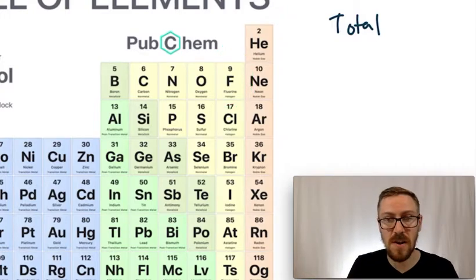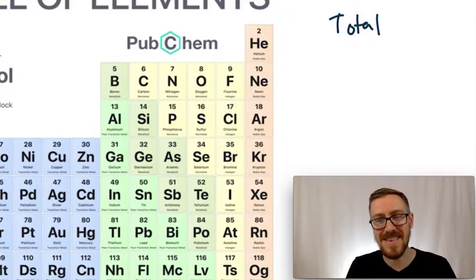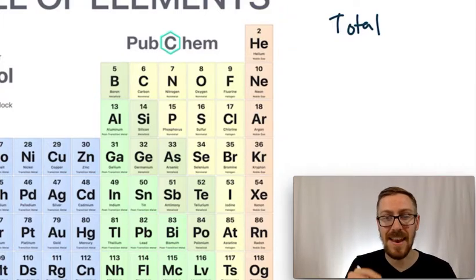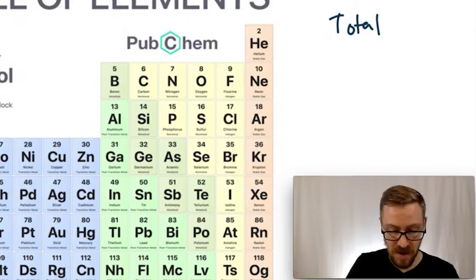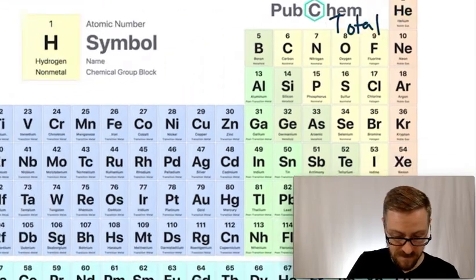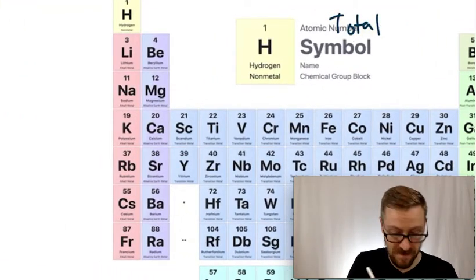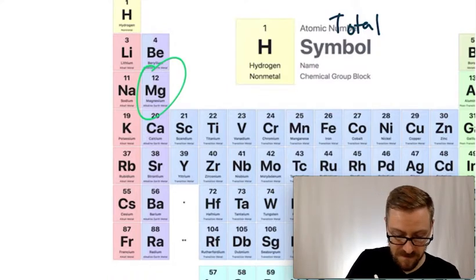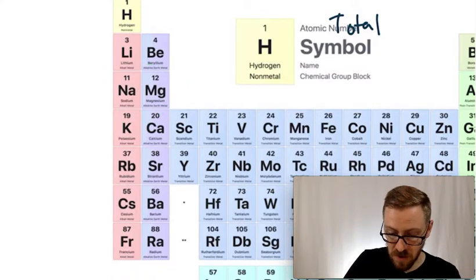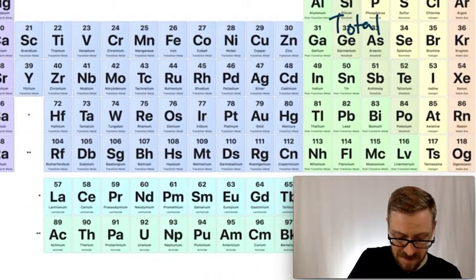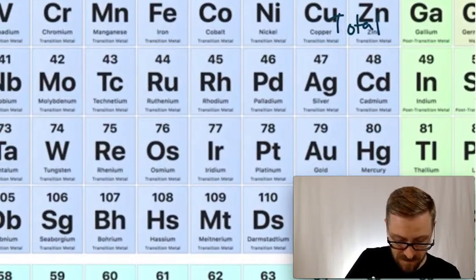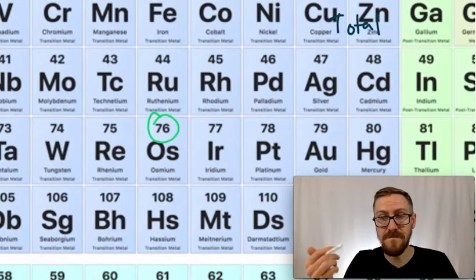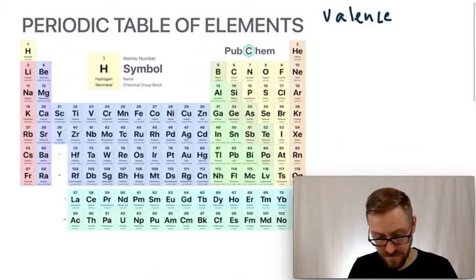If there's no overall charge, its atomic number is the same as the number of electrons that it has, because it has to have the same positive and negatives. So if I asked you, how many total electrons does magnesium have? 12 is your answer. Or how many total electrons does osmium have? 76 is your answer. Easy peasy, lemon squeezy.